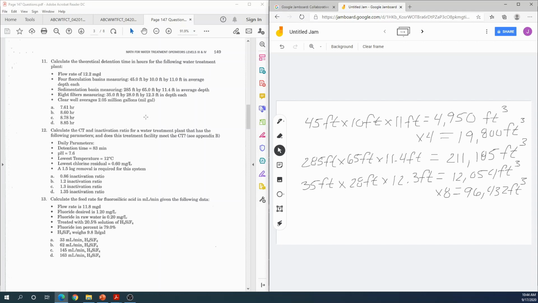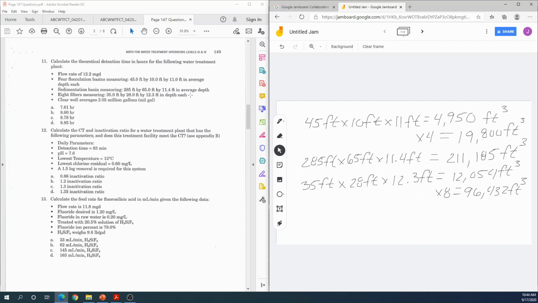Okay, now we're running into a little bit of a hiccup because our clear well is averaging 2.05 million gallons. So we have our storages in cubic feet, and now we have one in million gallons. We have a flow rate though in million gallons per day. So let's go ahead and convert our total storage that we just calculated in cubic feet into million gallons.